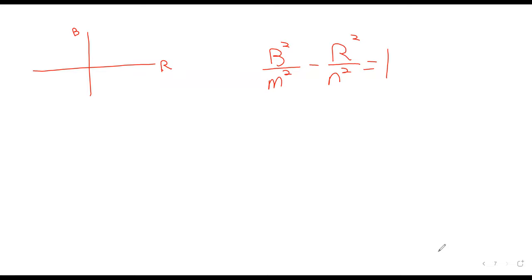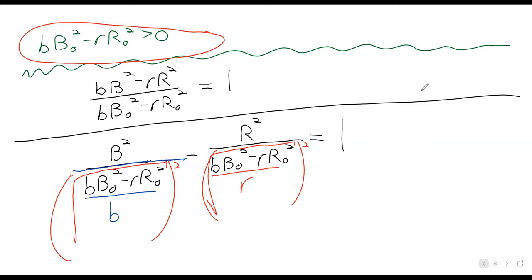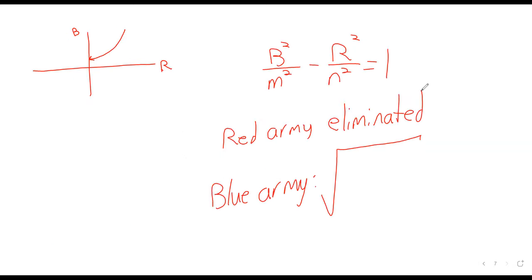In this particular case, we're getting trajectories like that. Red Army is eliminated, and never mind the details if you haven't seen hyperbola before, but we can predict the size of Blue Army after the battle. It's this thing that appears in the denominator. It's the square root.